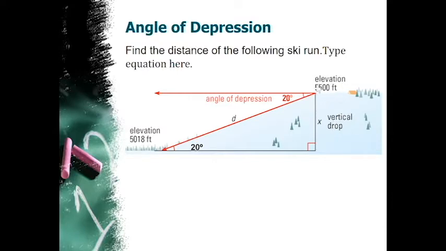We see up here that at the top of the hill, we're at an elevation of 5,500 feet. At the bottom of the hill, we're at an elevation of 5,018 feet. So we can calculate that vertical drop simply by subtracting the elevation at the top of the hill minus the elevation at the bottom of the hill. 5,500 minus 5,018 puts us at 482 feet. So we have a vertical drop of 482 feet. That gives us enough information for us to calculate the distance of our ski run.